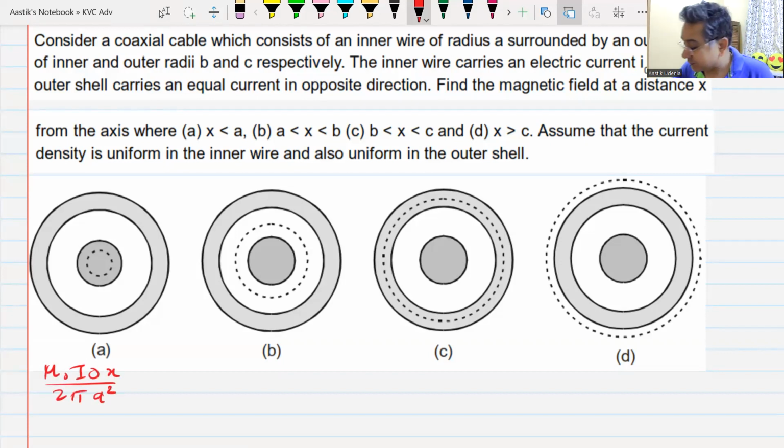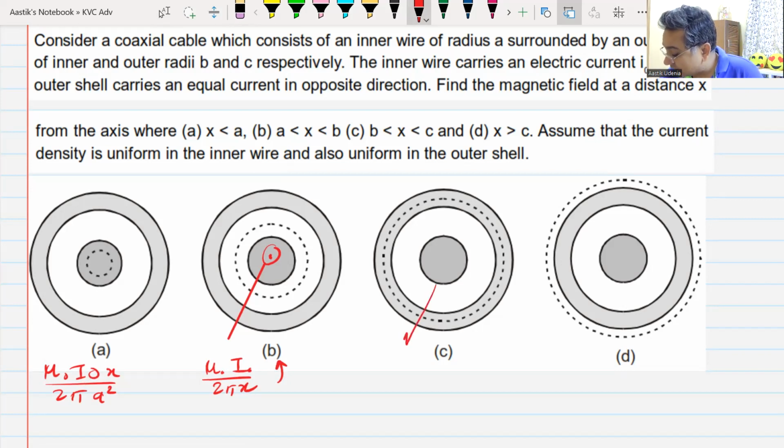Now in the second case, the magnetic field due to the inner wire will be mu naught I by 2 pi x. Yes or no? Sir, mu naught or b naught, sir? Oh, mu naught. Okay, sir. And if this current is outward, it will be moving anti-clockwise. Yes or no? Yes, sir. And due to the outer shell, it will be 0. Yes or no? Yes, sir.